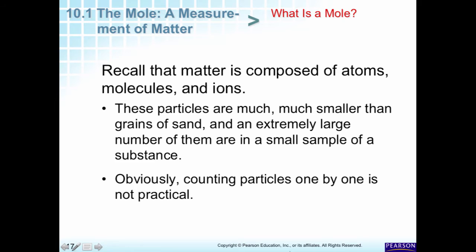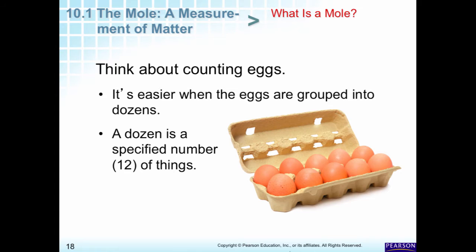Atoms are really, really small, and we need a lot of them before we actually see the substance. It would be very difficult to count these particles because even with a microscope, you're not going to be able to see them. So we know we can buy a dozen eggs at the store. You can see those eggs, and you know there's 12 of them. There's 12 individual eggs in the dozen, or 12 donuts, or 12 slices of pizza. That would all be a dozen.